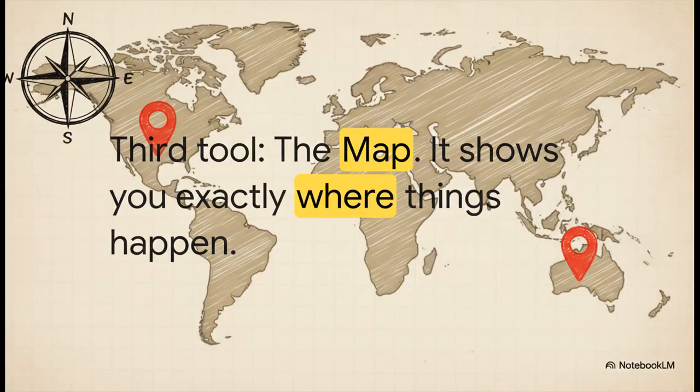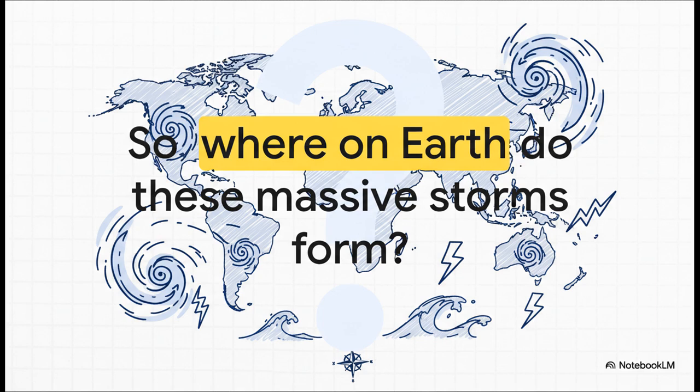All right, so we've got the how and the what, but what about the where? Where does all this happen? For that, we need our third tool, the map. Its whole purpose is about location, geography, and seeing how things relate in space. And that's the next logical question, isn't it? Do hurricanes just pop up anywhere, or are there specific hotspots on the planet where they're born?